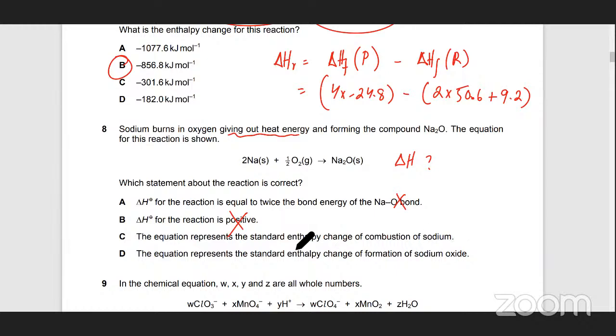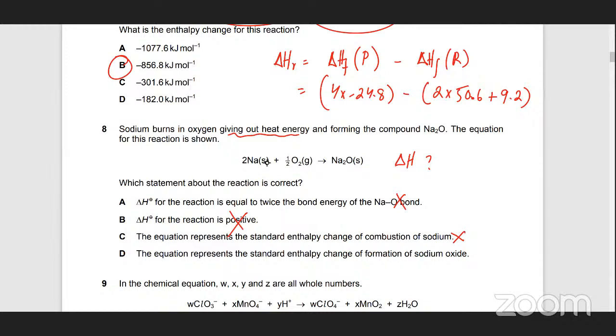What is the standard enthalpy change of combustion? Well, what is the definition of enthalpy change of combustion? How many moles of sodium should combust? One mole. So which is why it's wrong. It's 2 moles. I mean, you could have said it's 2 times the enthalpy change of combustion. So here it's going to be correct.